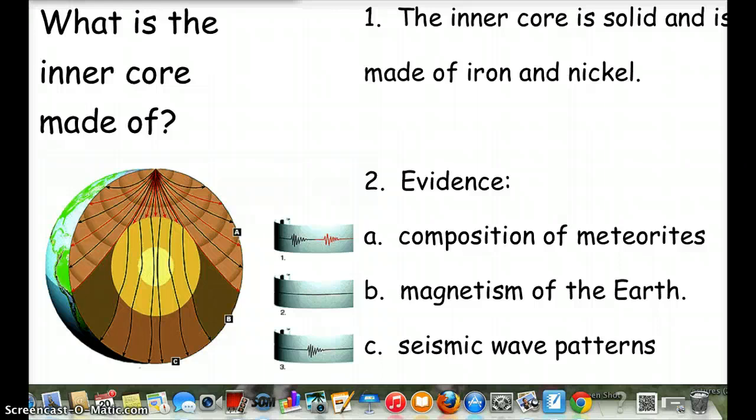Okay, and there are a couple different kinds of meteorites actually. There's iron meteorites, there's stony meteorites, and then there's iron stony, which is kind of a mix of the two. But basically, we believe that what meteorites are made of is the materials that the Earth first formed from. The inner core is also, again, we talked about the fact that it gives the Earth its magnetic field.